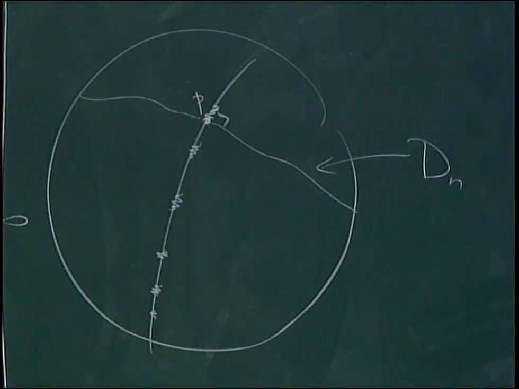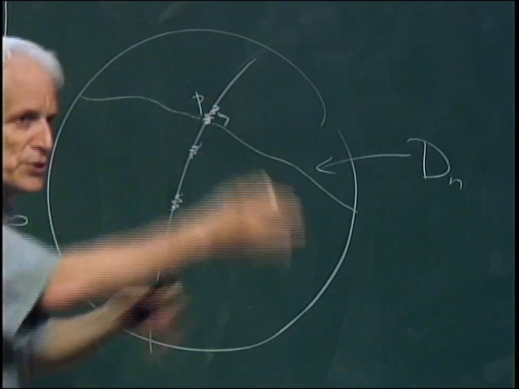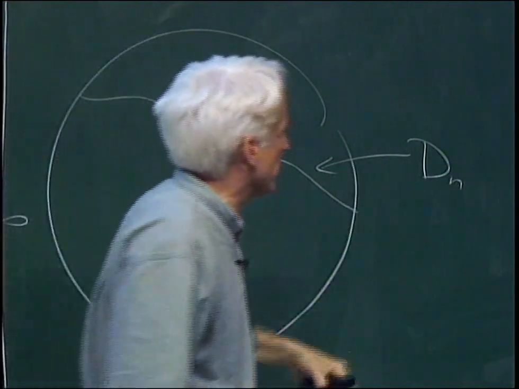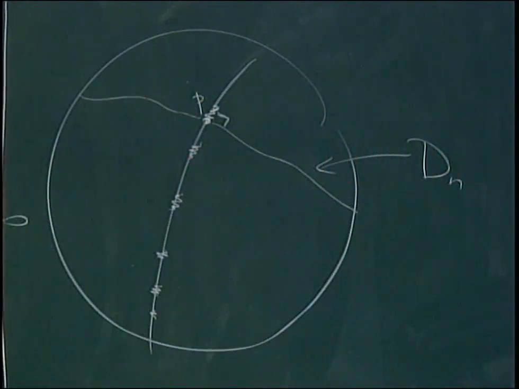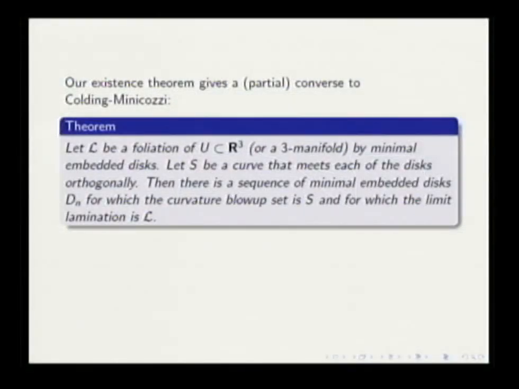Okay. So now the existence theorem I mentioned gives us what you might call a partial converse to their theorem. So suppose we start with a sequence of disks, and then you pass to a subsequence, you get a curvature blow-up set and a lamination, and you get a picture like this or like this. But now let's start the other way around. Let's take the case of a foliation, not a lamination.